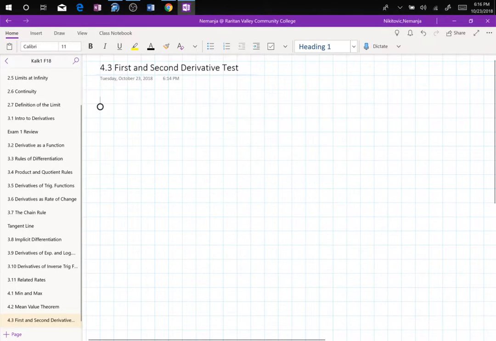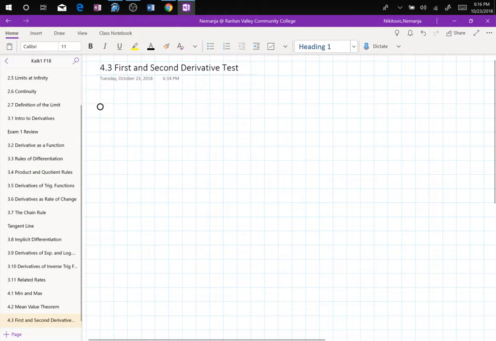Hello and welcome back to Calculus 1, section 4.3. We're going to learn how to apply derivatives to function analysis. So we're going to learn about increasing, decreasing, min, max again, and we are also going to take a look at concavity. We're going to do a lot of cool stuff with first and second derivative tests.